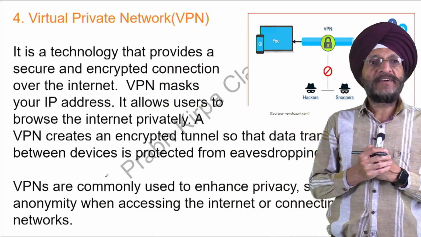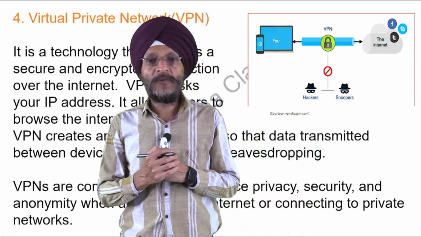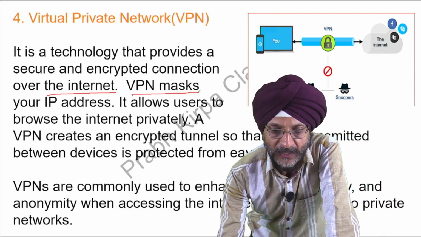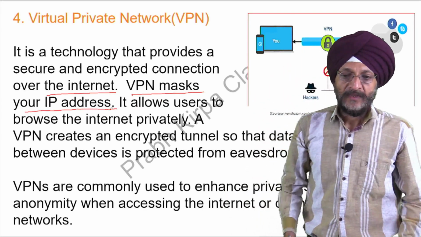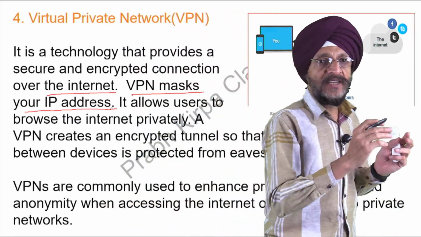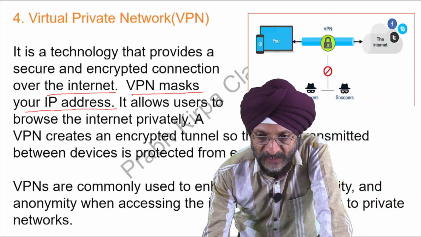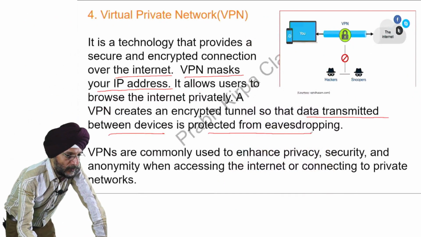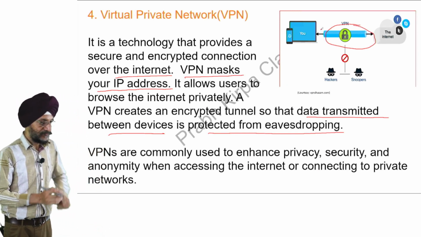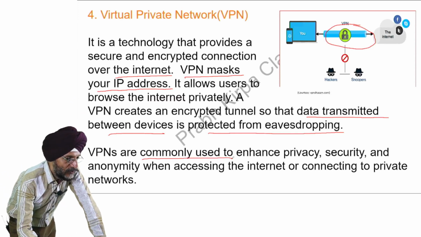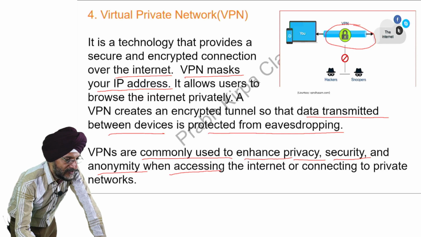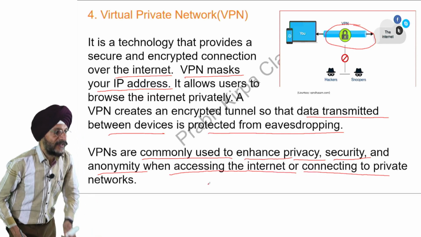Next is virtual private network. It is a technology that provides secure and encrypted connection over the internet. VPN masks your IP address. VPN allows users to browse the internet privately. VPN creates an encrypted tunnel so that data transmitted between devices is protected from eavesdropping. You can see here that a tunnel has been created. VPNs are commonly used to enhance privacy, security, and anonymity when accessing the internet or connecting to private networks.